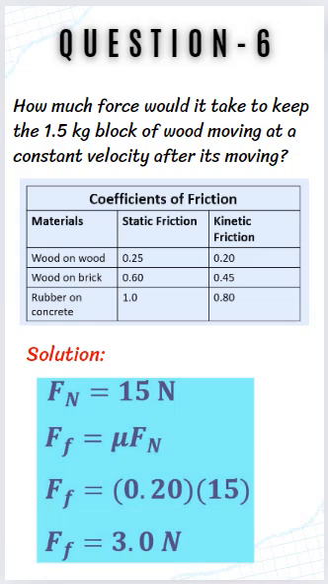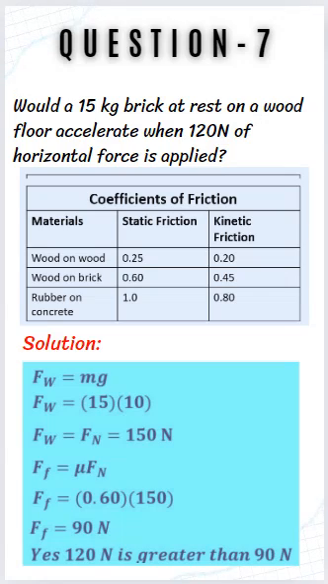In question 6, weight of the block is given in kg. Convert to Newton by multiplying by acceleration due to gravity g. From the table, kinetic friction is 0.2. So frictional force equals 0.2 times weight of the object, which is equal to 3 Newton. In question 7, one surface is wood and the other surface is brick. From the table, mu is 0.6. This value is to be taken for calculation. Frictional force is 90 Newton, whereas applied force is 120 Newton. Yes, the brick will accelerate.